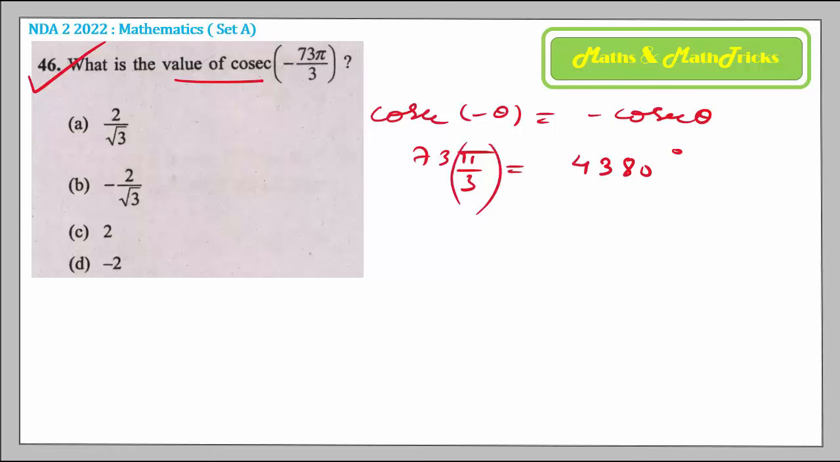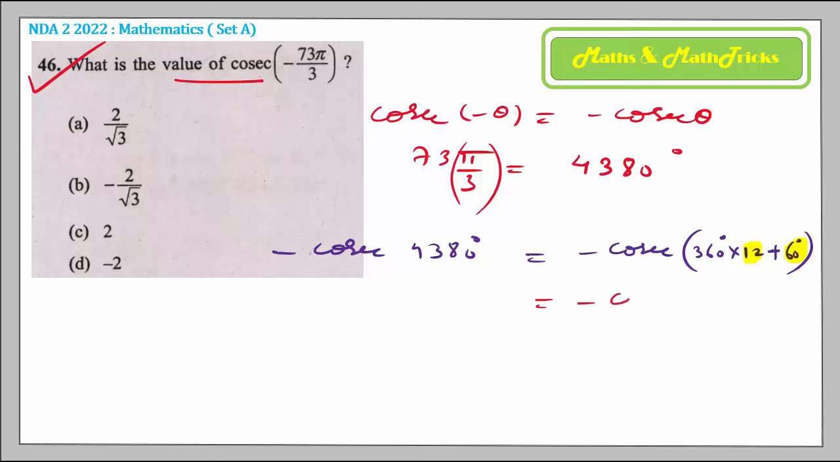Okay, so therefore the given question is minus cosecant of 4380 degrees, which can be expressed in terms of 360 degrees times 12. Then there remains 60 degrees to add up, because 360 into 12 is 4320, so plus 60 you have to take. So you can see that you are completing 12 rotations of 360 and again landing on 60 degrees, which is first quadrant. In the first quadrant cosec is positive, so cosec 60 is the resultant value.